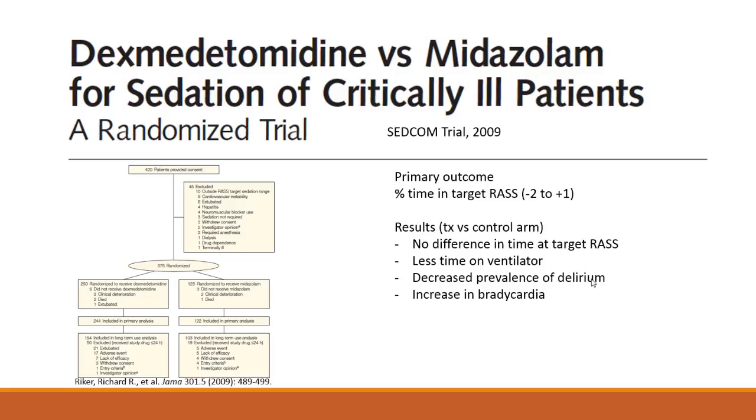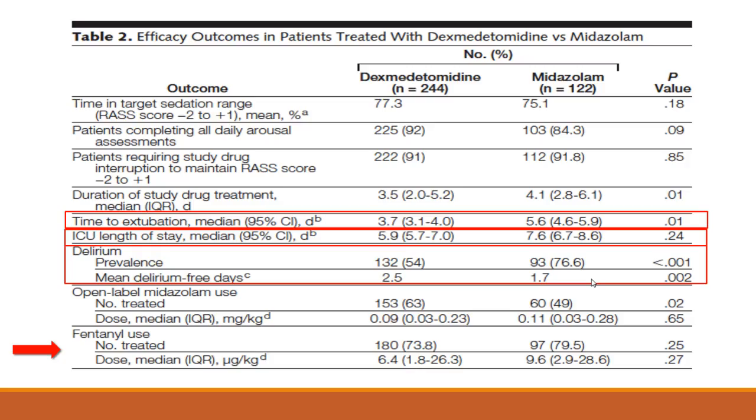So this study found that at comparable levels of sedation, Precedex treated patients spent less time on the ventilator, had less delirium, developed less tachycardia and hypertension at the expense of bradycardia. And so this is the data that we have for this study, and you can clearly see that there's a difference in time to extubation that favors the Precedex arm, ICU length of stay, as well as the prevalence of delirium in the Precedex arm. So all favorable for Precedex.